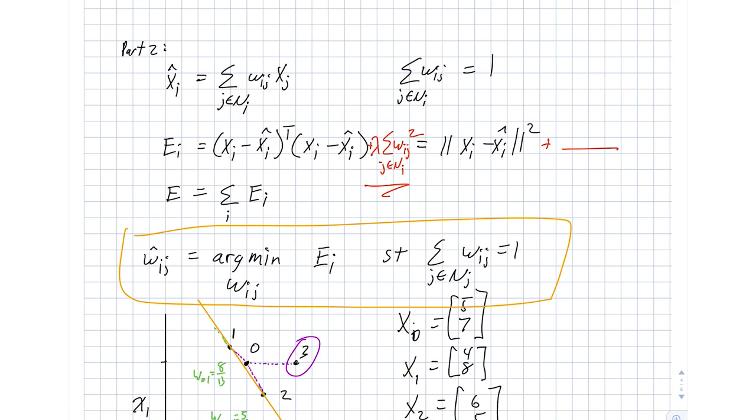All right, that's it for part one of the locally linear embedding algorithm. And next up, let's actually do that embedding step.